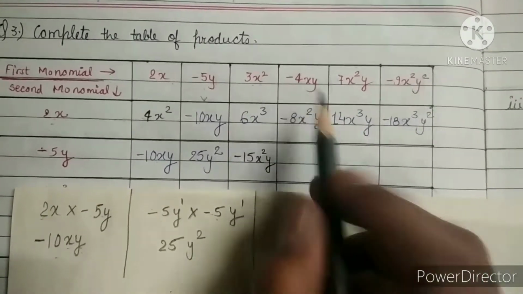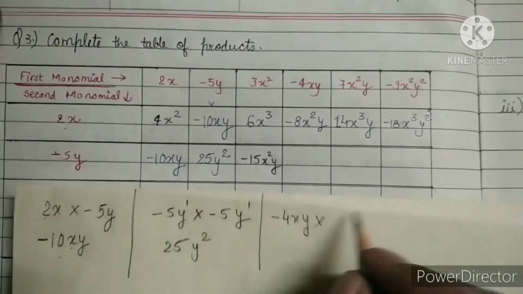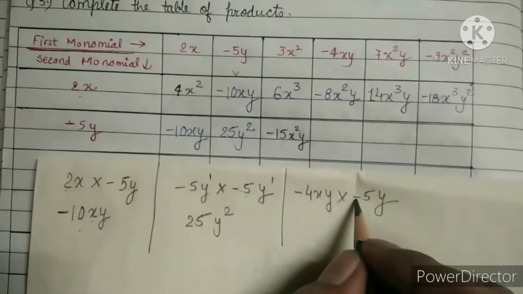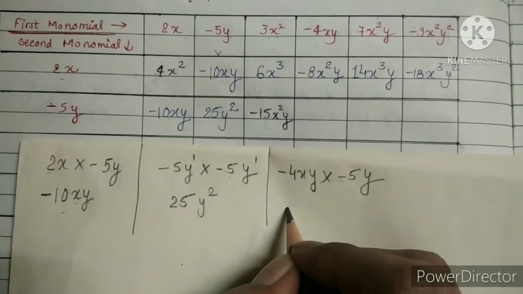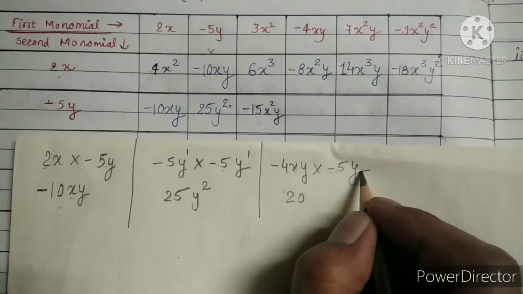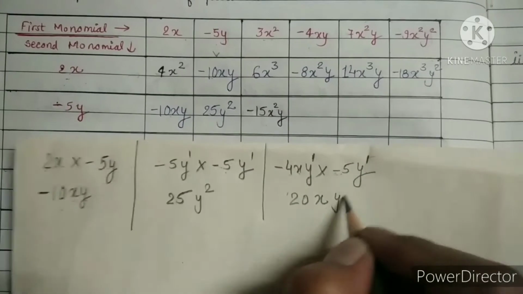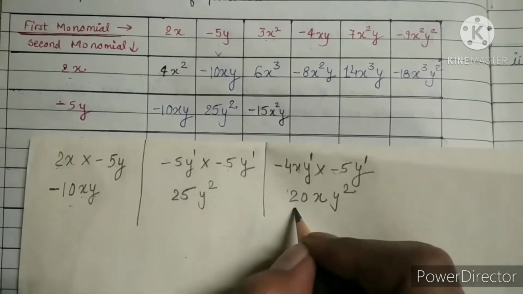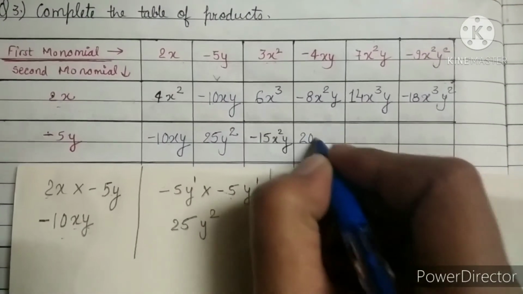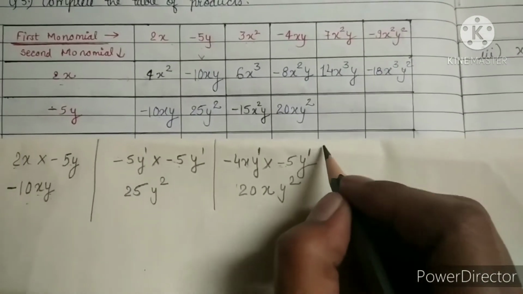Here we have first monomial is minus 4xy. It will multiply by the second monomial, that is minus 5y. Both expressions are negative, so their answer will be positive. Okay, so 4 5s are 20. Here is not x, so x will remain same. Y is to power 1, y is to power 1, so y is to power 2. So its answer is 20xy square. What is the answer? 20xy square. Now we will go on to the next one.